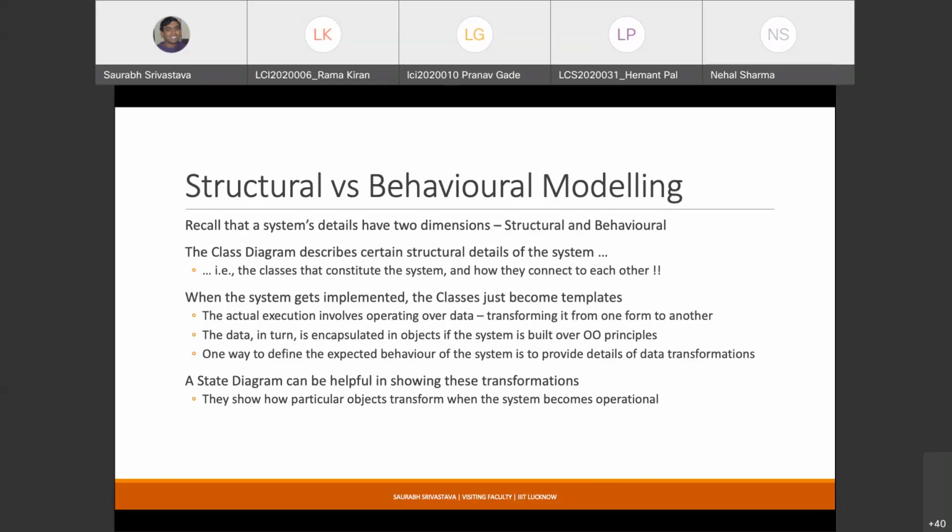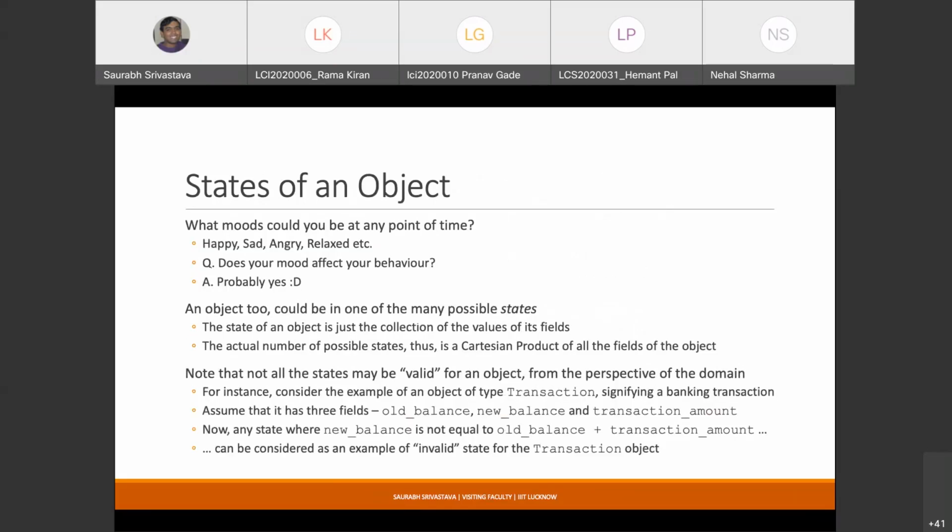There are many ways to show behavior also. You want to depict how your system is going to behave when it actually starts executing. A state diagram contributes in that direction by showing the behavior. It's just that the state diagram is applicable to a particular type of object. The overall idea is that there is an object of some particular class, with a state associated with it, and the state is nothing more than the values of the different fields.